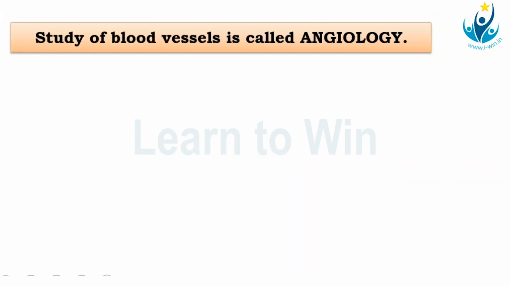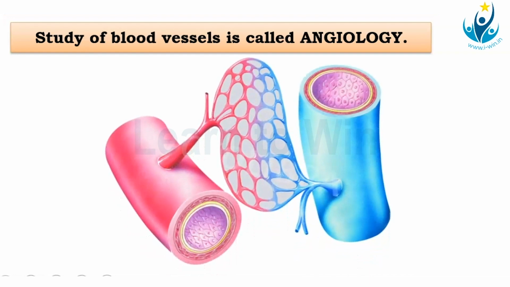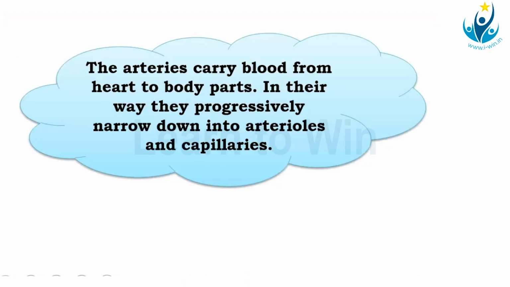Now, the study of blood vessels is called angiology, and you have three main types of blood vessels. The arteries and the veins are the major blood vessels, and capillaries are the other type. Now, arteries, as the name itself says, and as we have studied since school, are the ones that carry blood from the heart to body parts. They mostly carry oxygenated blood. These arteries further narrow down to become arterioles, and further narrow down to become capillaries.